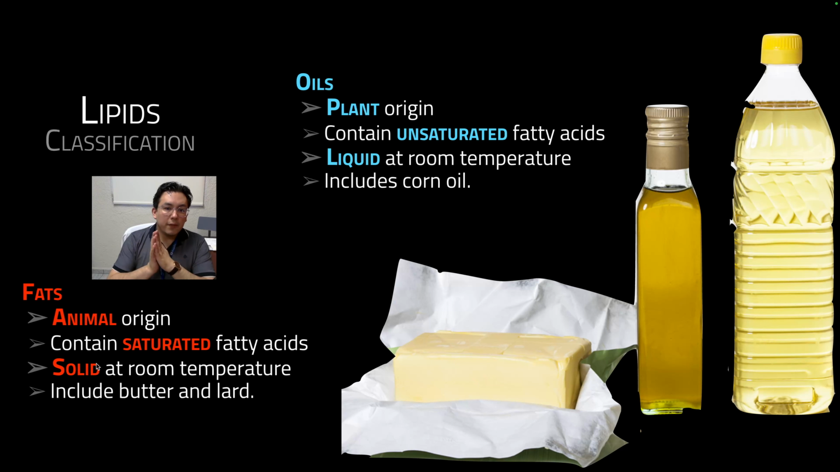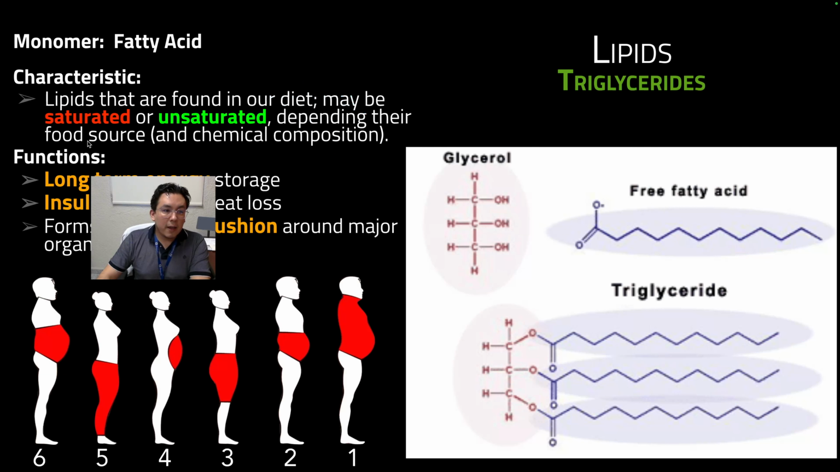So the point is, we can have different origins, animal and plant, and each of them will have a particular characteristic. Animal would be saturated and solid at room temperature. Think butter or lard, L-A-R-D. Lard means manteca in Spanish. And in the plant origin, think oil, like cooking oil. Again, these two are examples of the triglyceride, where we mentioned before that triglycerides can be either in their saturated or unsaturated configuration.